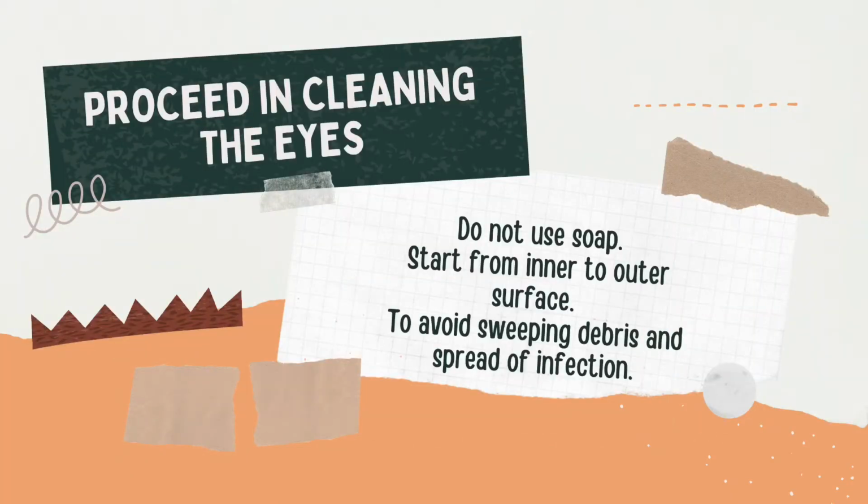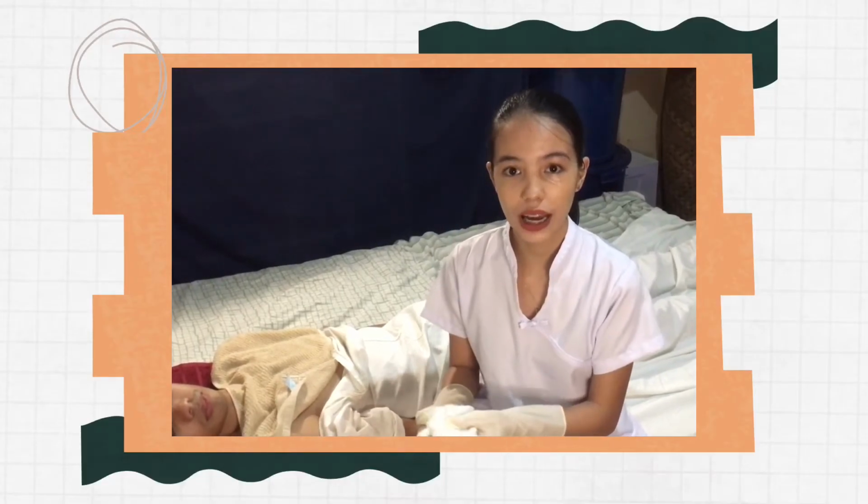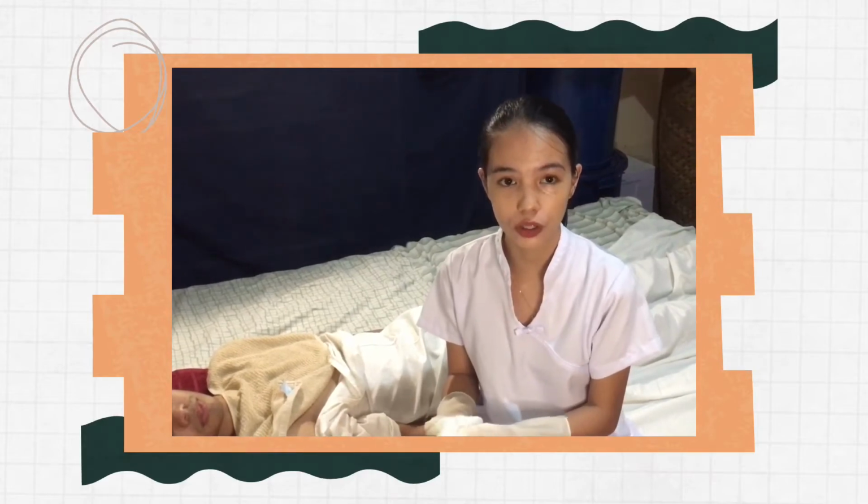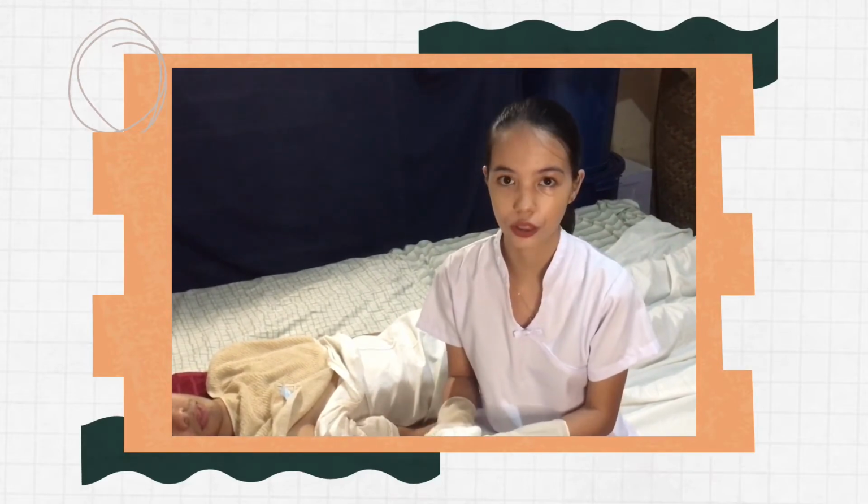After the initial procedure, we may now proceed in cleaning the eyes of our patient, making sure that we do not do it with soap as it may irritate the eyes. Therefore, we want to clean the eyes of our patient from the inner surface to outer surface using different sides of the cloth. This is to avoid sweeping debris to the eyes of our client and also to avoid the spread of infection. Now, let us proceed. So now I'm going to wash the eyes of my client from inner surface to outer surface using different sections of the cloth.